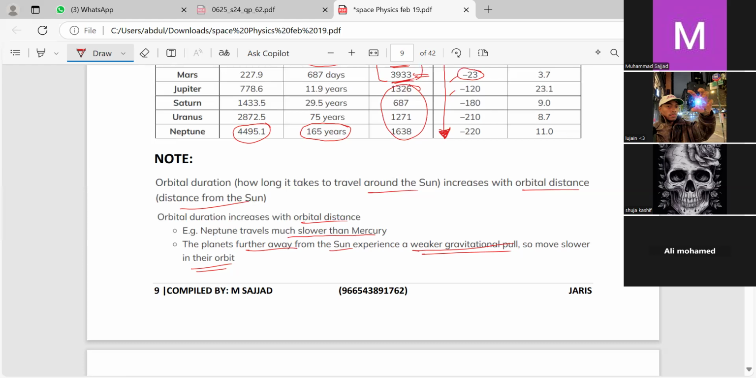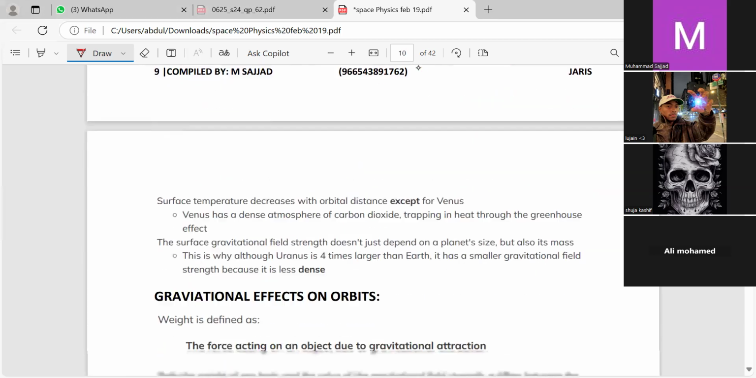One, longer distance. As the planets are away from the sun, the radius of orbit is long, so their circumference is more, so they have to travel more distance, and also they move slowly because gravitational pull gets weaker. This is one point. No need to memorize any values, they will give you. Don't worry at all about this.